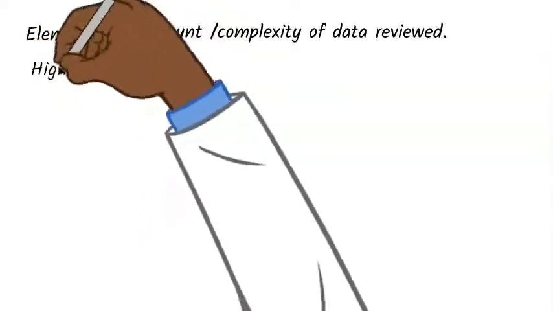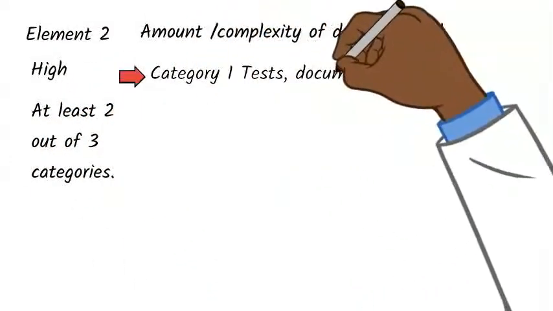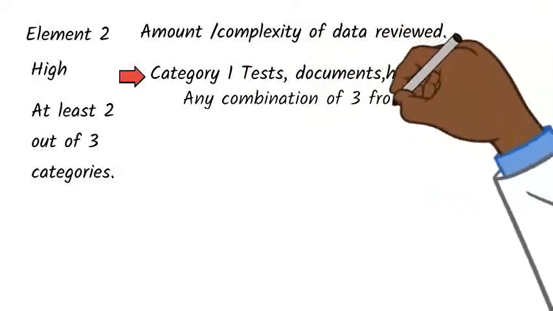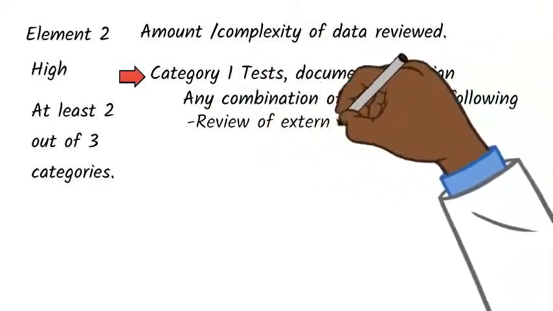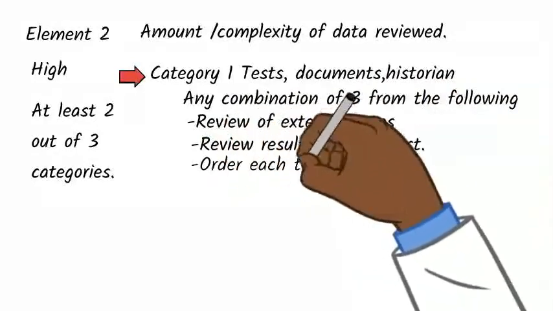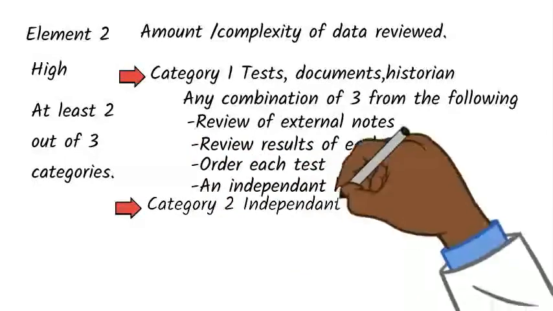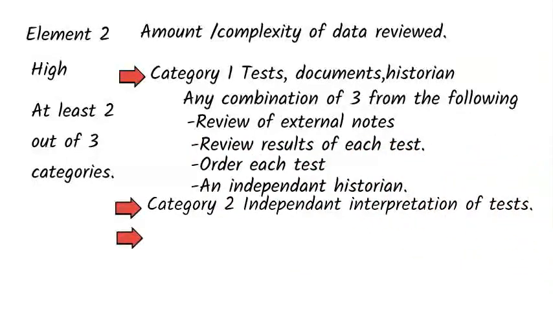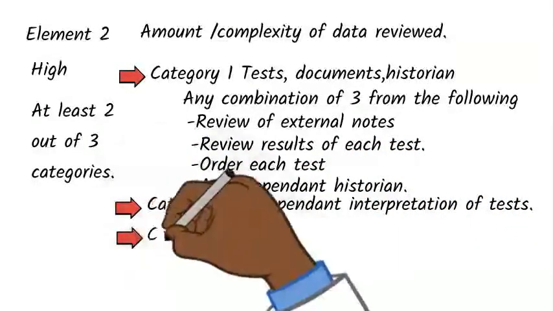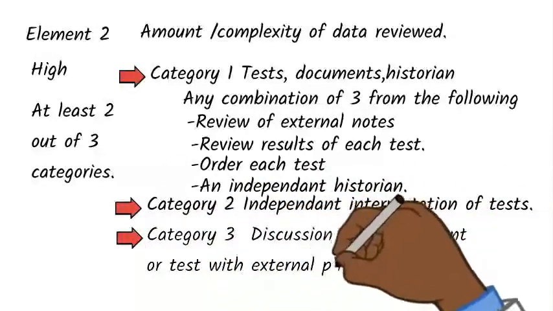For the high level, at least 2 of 3 categories is needed. Category 1. Any combination of 3 from the following. Review of external notes. Review results of each test. Order each test. Use an independent historian. Category 2 is the independent interpretation of tests which were done by someone else. Category 3. This is the discussion of management or test with an external physician.